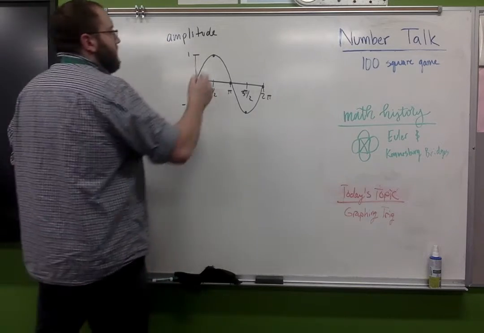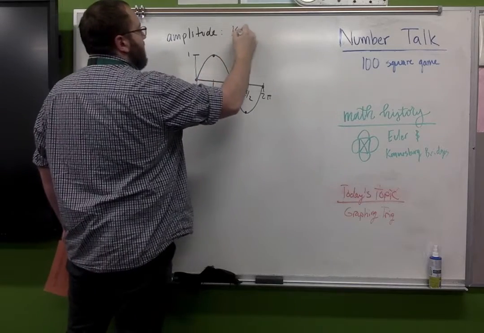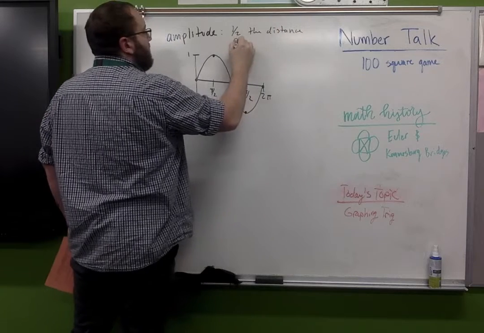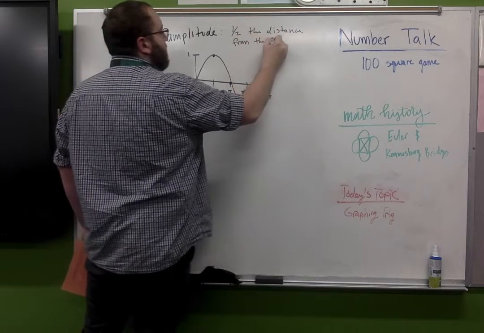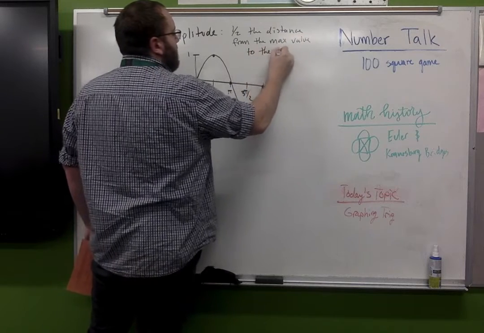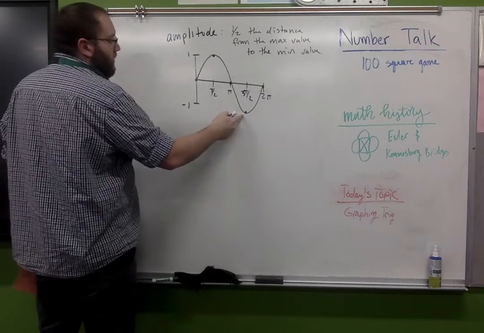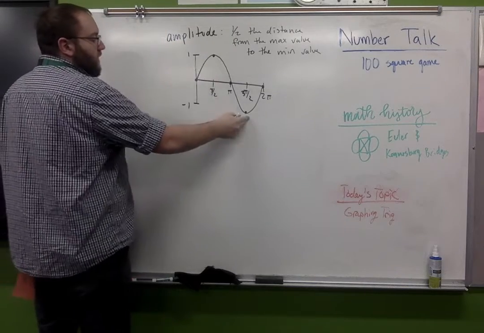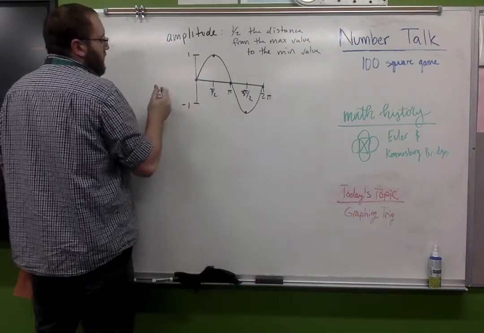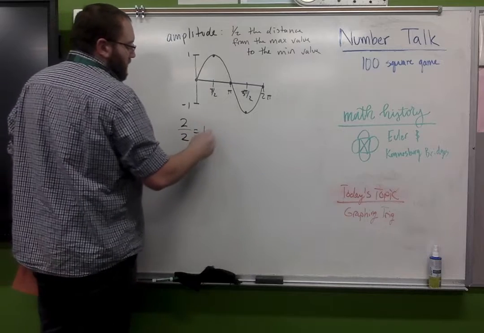Amplitude is half the distance from the maximum value to the minimum value. Right, so the minimum value here is negative 1. The maximum is positive 1. So from negative 1 to 1 is 2 units. Half of it, divided by 2, the amplitude is 1.